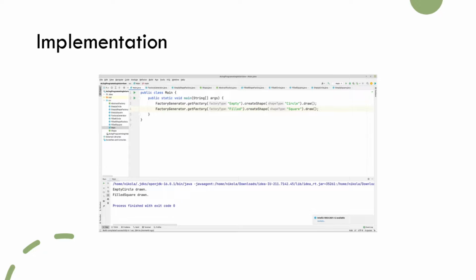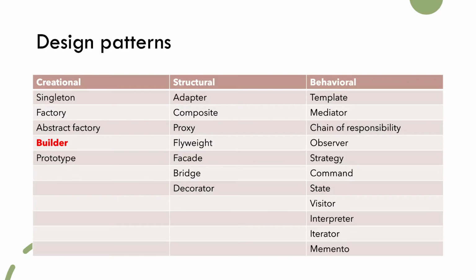Execution of this use case is currently being displayed. If you look at the console output, you will notice that different messages have been logged corresponding to the factory type as well as the shape type argument that we are passing to our factory layer. Builder belongs to creational design patterns.